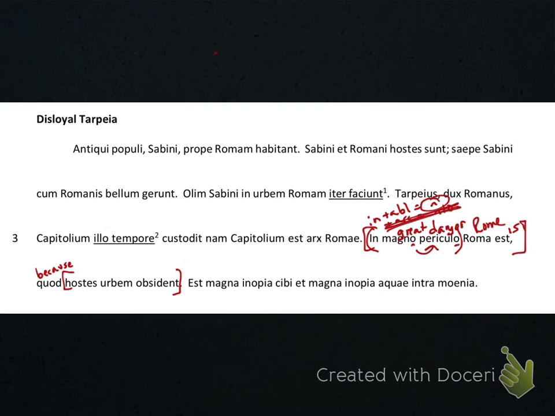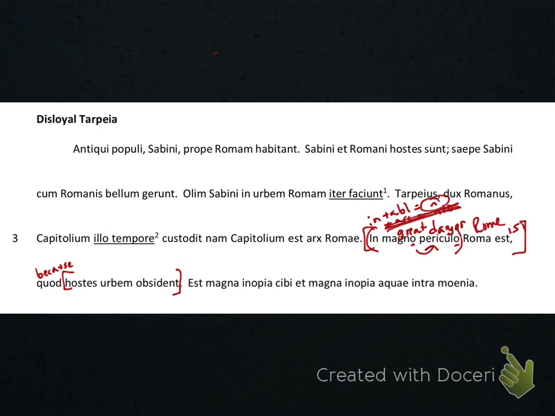So again, I would start it by saying Roma est, Rome is, and then finish it by writing down what the prepositional phrase means. So once I know that Rome is in great danger, obviously I'd want to know why. And that's the purpose of having the word because here. What comes after because tells us why Rome is in great danger.